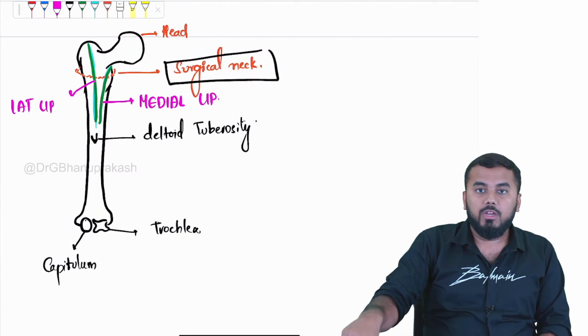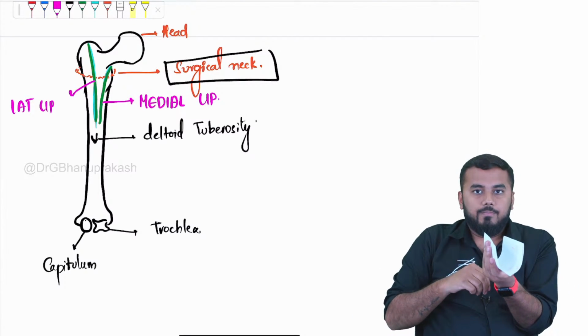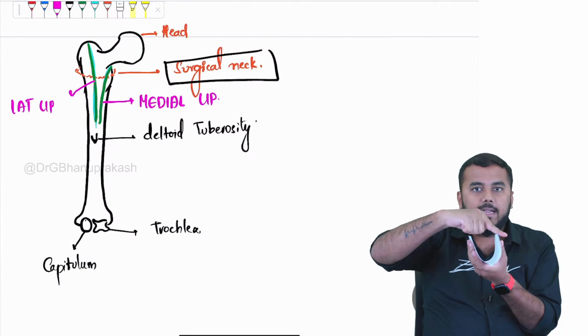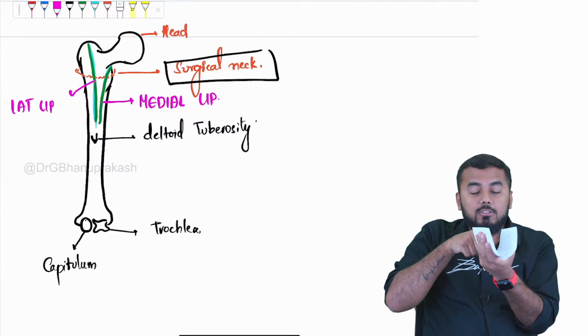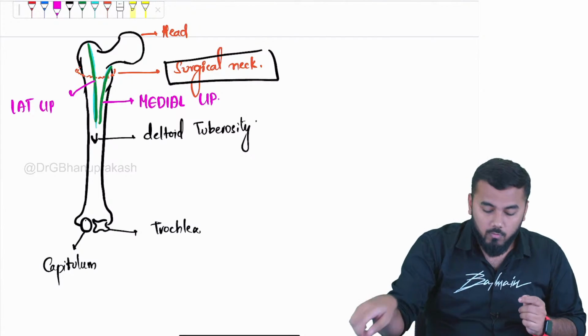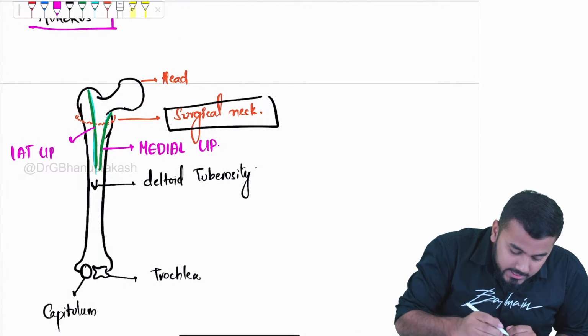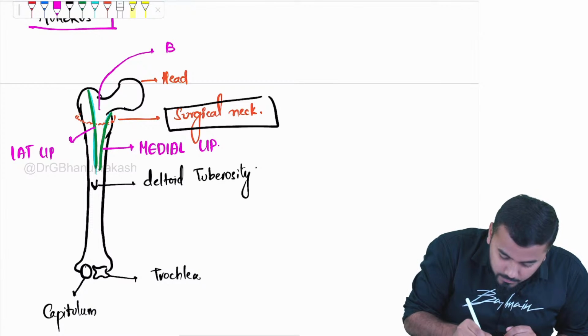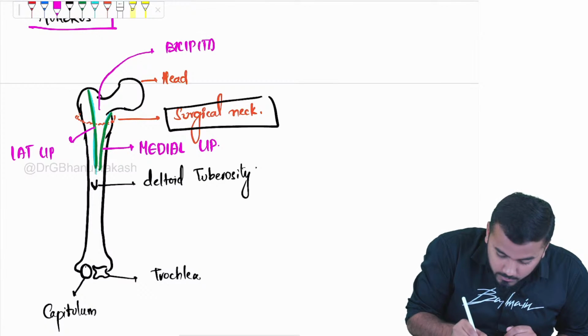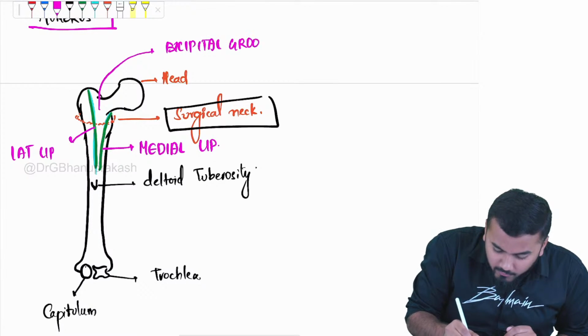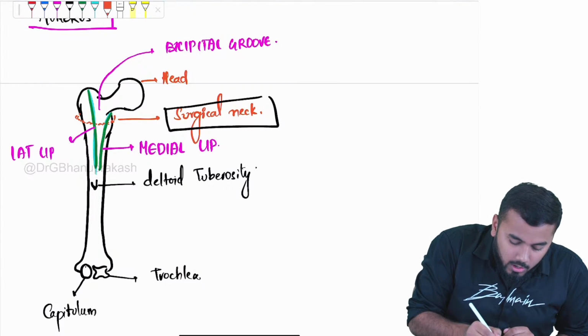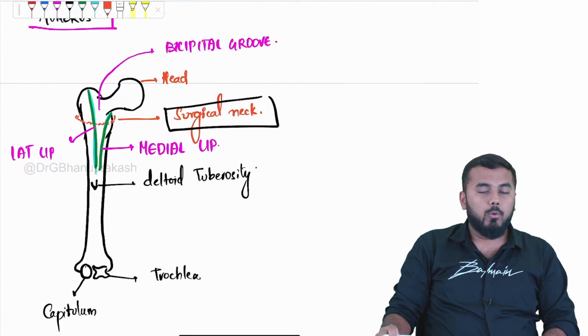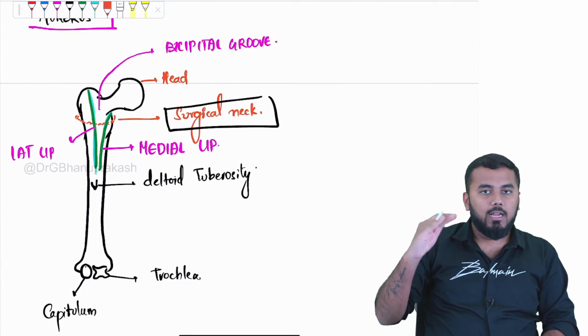Then what is in between? It is like this actually. This is the medial lip, this is the lateral lip. And what is this groove? This is called the bicipital groove. Why are you teaching us anatomy? Because right now I'm going to tell you one very important thing. Later on I'll draw and tell you.